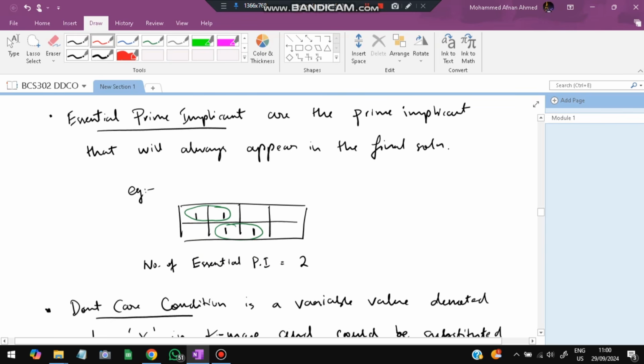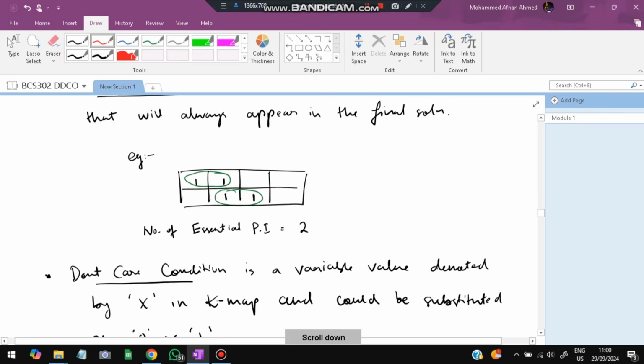Essential prime implicant is the one which is not having redundancy. Since this is covered by this group and this is covered by this group, we cannot again take this one, that will be redundant because it's already covered. At least one of them should not be covered, then only we can take it. So essential prime implicants are two only. We have to remove the redundant ones.